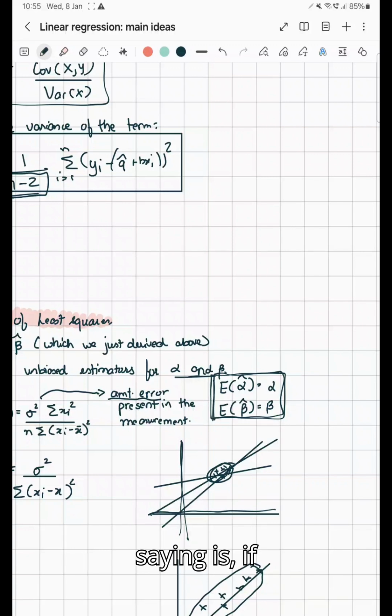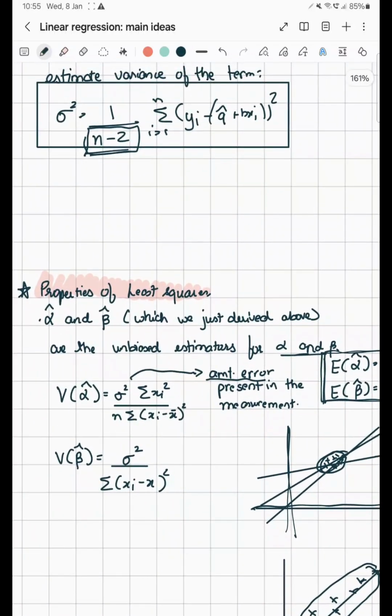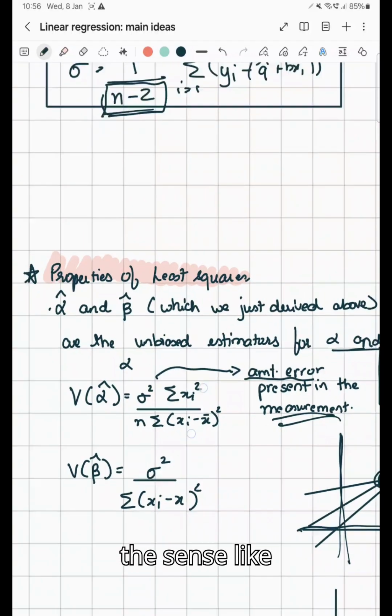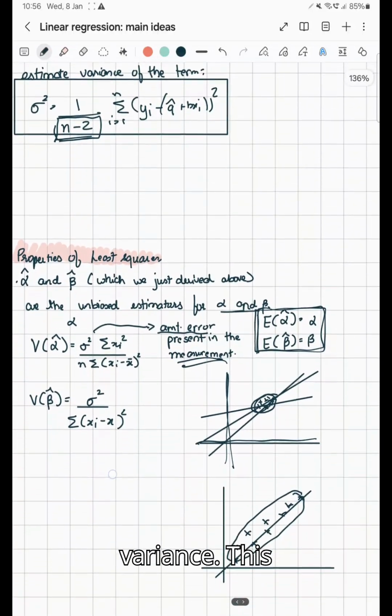So the saying is, if you do it a good number of times, the alpha hat will converge to alpha and beta hat will converge to beta. These are the variances for alpha hat and beta hat. This is a very intuitive formula. It has a proportionate relationship with the amount of noise present in the measurement, in the sense of imagining the physical experiment that we were doing.